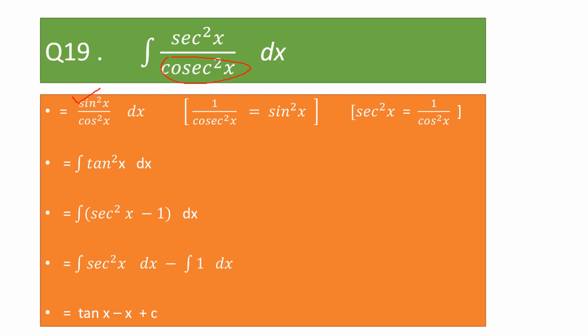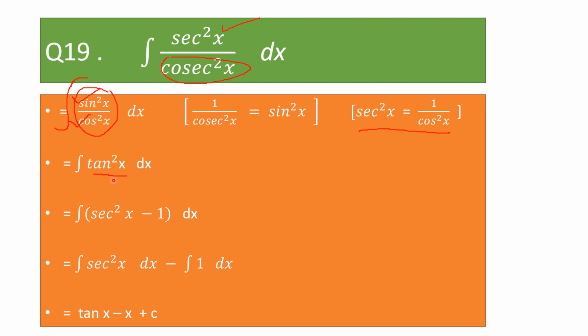The second formula which you should be aware of is sec square x is equal to 1 upon cos square x. So instead of this numerator sec square x, I am writing it here. Denominator I am writing cos square x. So the formula comes out to be sine square x upon cos square x dx. Now I have to integrate this thing. This integration symbol will come out here. Now, you know, what does this mean? Sine square x upon cos square x is basically tan square x. So my question gets reframed to integration of tan square x dx.